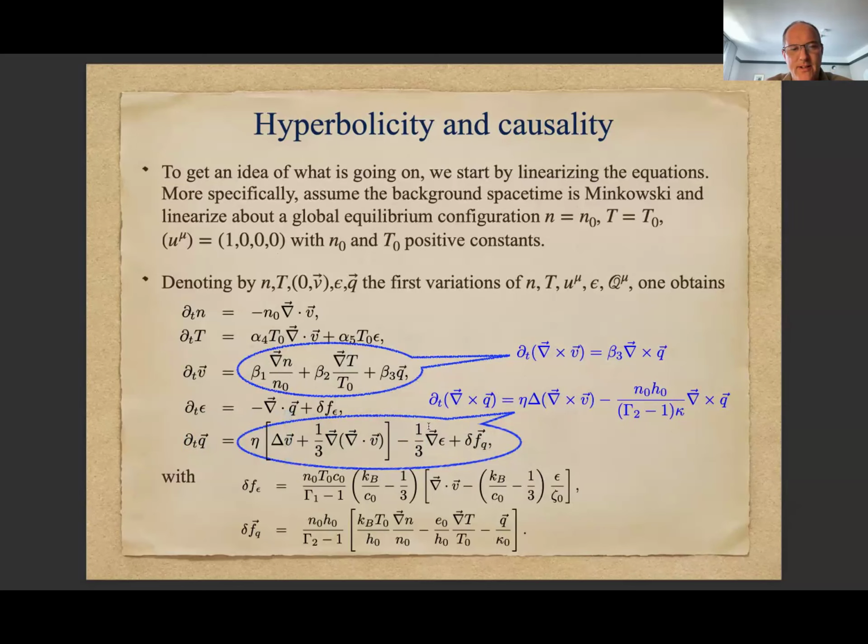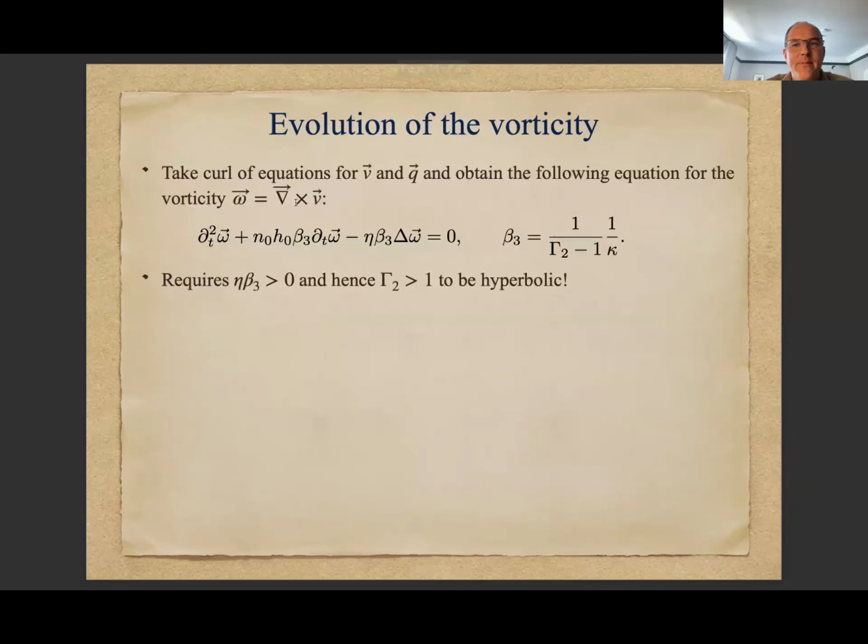This goes away because it's a gradient. This goes away because it's a gradient. And from this term here, the first two vanish because they are gradients, and here appears the curl of Q. So in the second equation, I can now eliminate the curl of Q, and then I get a second order equation for the curl of V. Summarizing, if I define the vorticity as the curl of V, then I get this second order equation here, and beta 3 here is this coefficient.